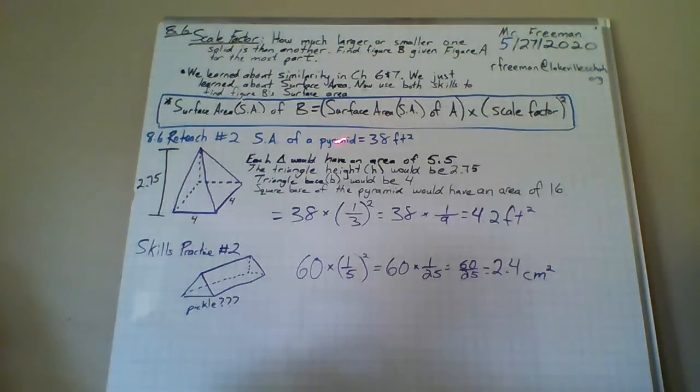So again, they said the surface area of this pyramid is 38. Now remember, scale factor we take and we square it. They gave us a scale factor of 1/3. Well, when you square 1/3, you get 1/9. So actually what we're doing is 38 times 1/9, which in other words really just means 38 divided by 9. And when you do 38 divided by 9 in your calculator, you get 4.2 feet.